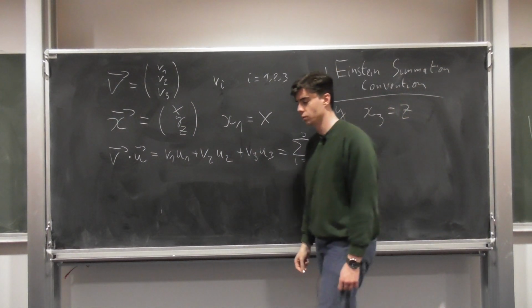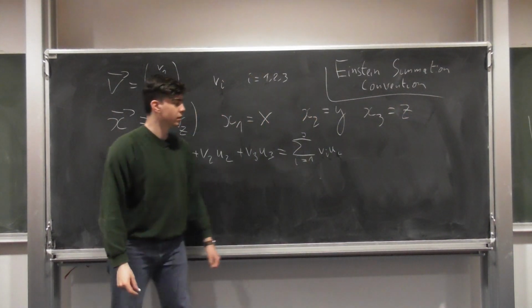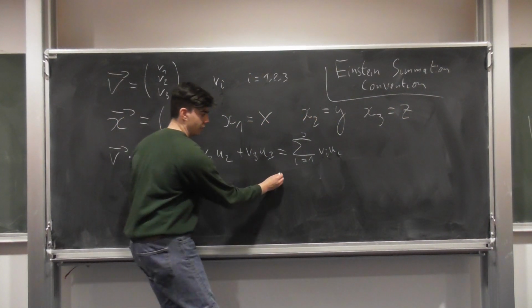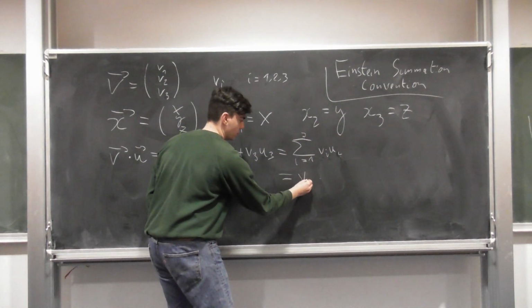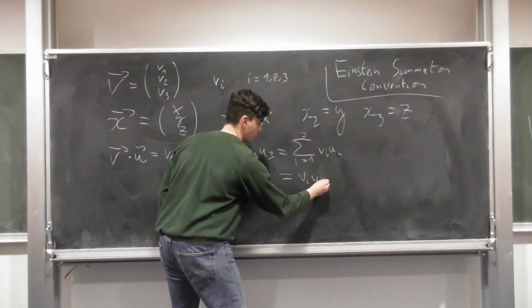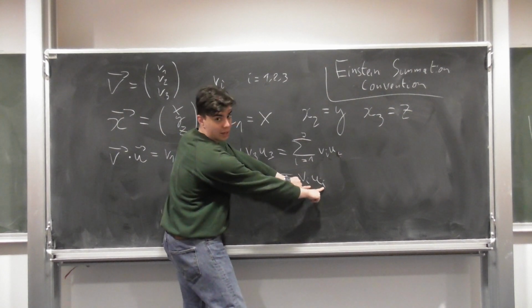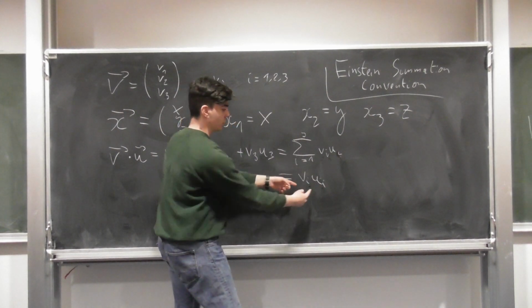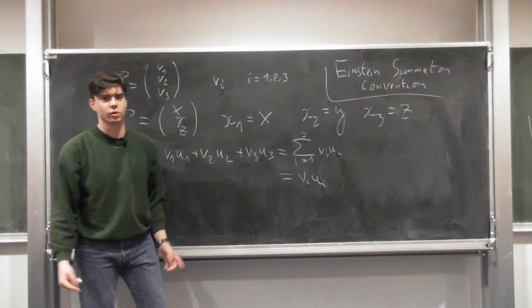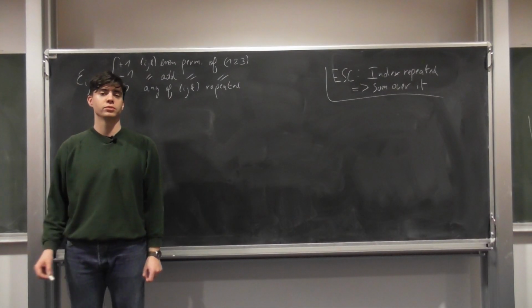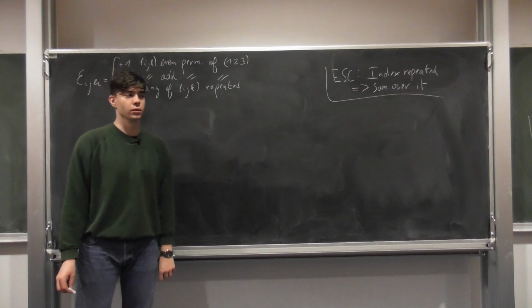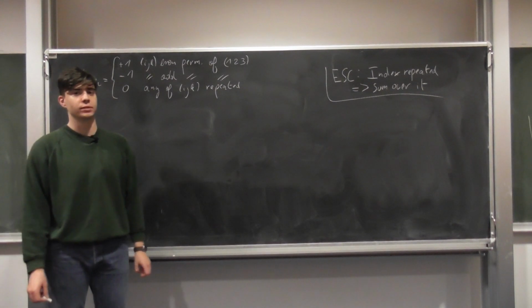Okay. Well, I showed you how to write the dot product in this convention. It would just be v sub i, u sub i, where since the index i is repeated, that tells us that we have to sum over it. But what about the cross product? Well, first I have to introduce a new symbol called the Levi-Civita symbol, and it's defined in this way.